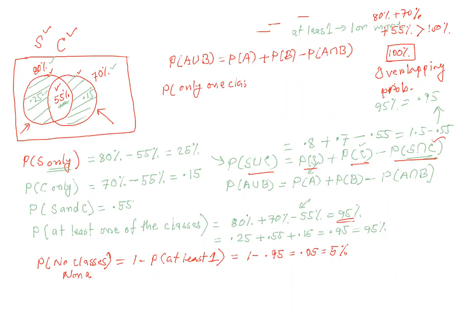You already know how to do that, but let's go ahead and do it. You pass only one class. That means what? You either pass statistics or you pass chemistry. So you pass statistics only, so S only, plus probability of C only, which is S only is 0.25 plus C only is 0.15, which is 0.40. That is a 40% chance that you pass one class or the other.